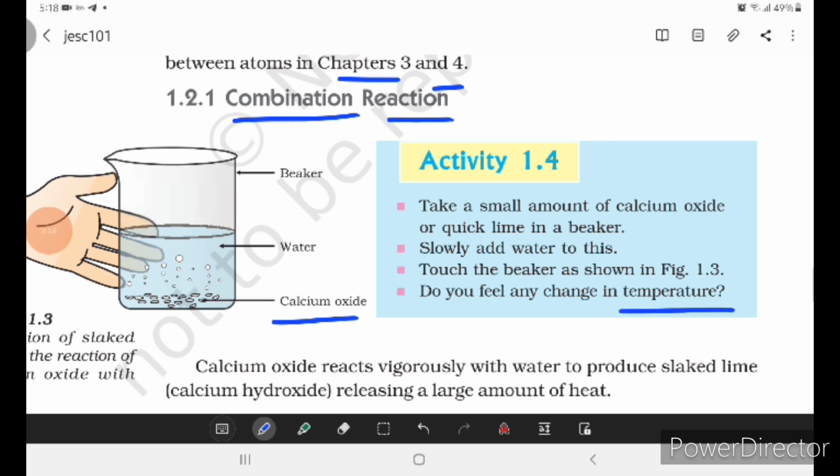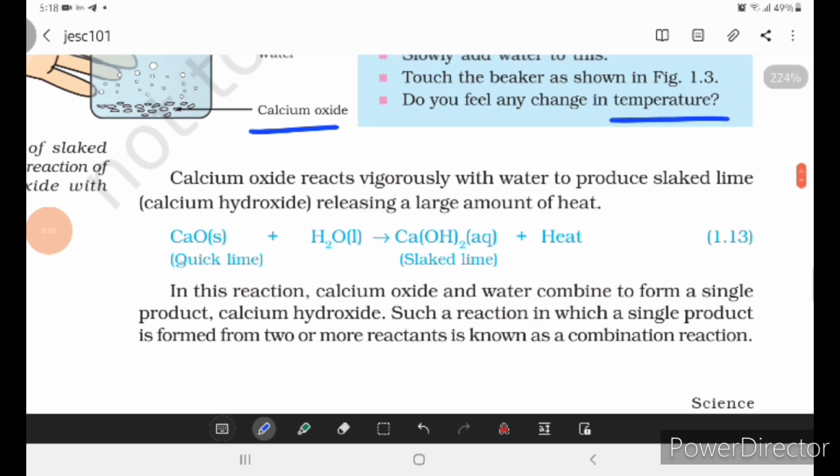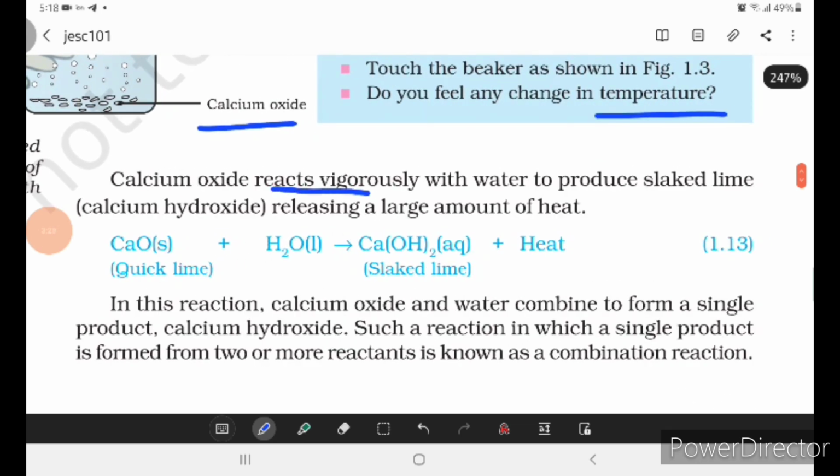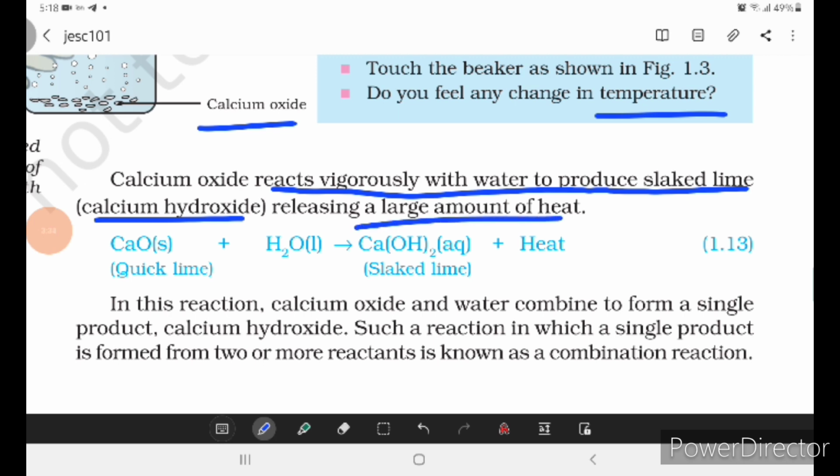So when calcium oxide is added into water in a beaker, when you touch the beaker, you feel that the beaker gets heated up and you could sense the heat. Calcium oxide reacts vigorously with water to produce slaked lime, or calcium hydroxide, releasing a large amount of heat. So CaO plus H2O gives rise to Ca(OH)2 plus heat.